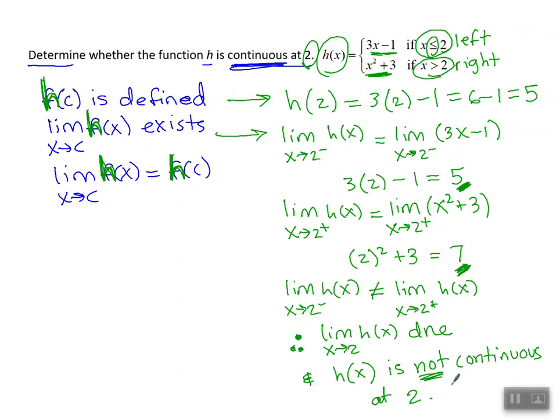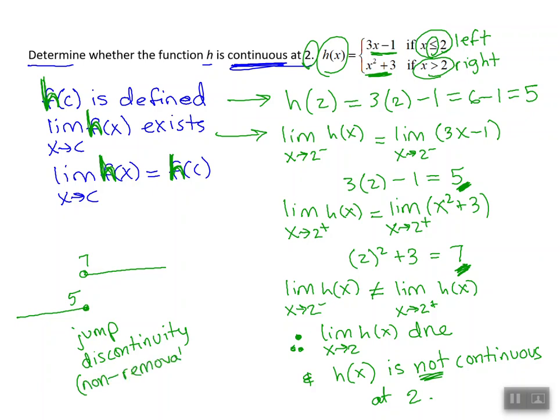What type of discontinuity? Well, if one side is going towards the y value 5 and the other side is going towards the y value 7, that is a jump discontinuity. Are those removable? They sure are not. These are non-removable because we can't simply fill in the hole and make it a continuous function.